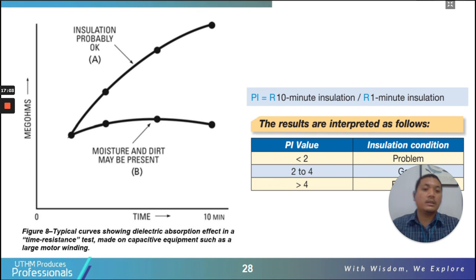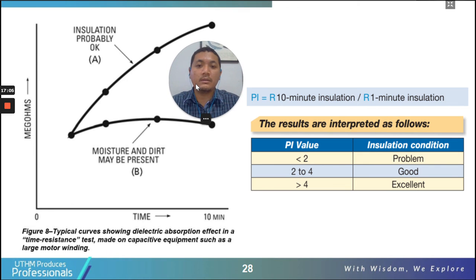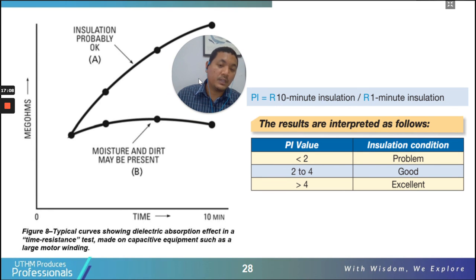Alright, so here we have a simple table you can refer to. If the PI value is above 4, then the insulation is excellent. For example, let's say this is 40 mega ohm and this is 10 mega ohm. So 40 divided by 10, you will get 4. PI is 4, so it is excellent. If this is 12, for example, and this is 10 mega ohm, then 12 over 10 is 1.2, which is less than 2, then the insulation condition is not good.